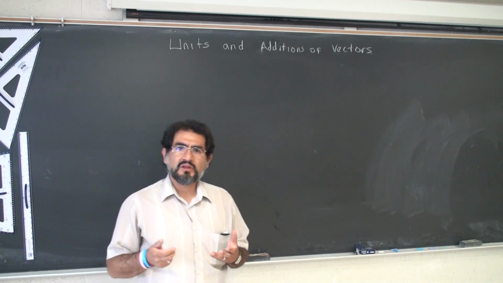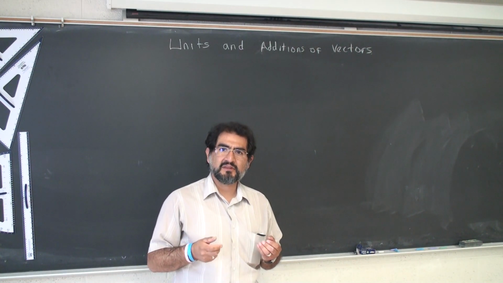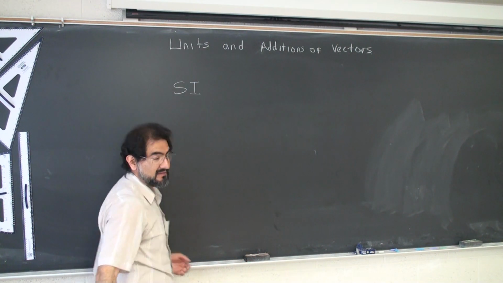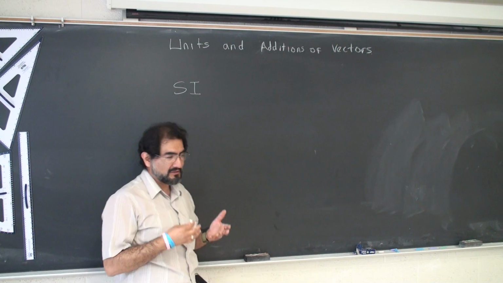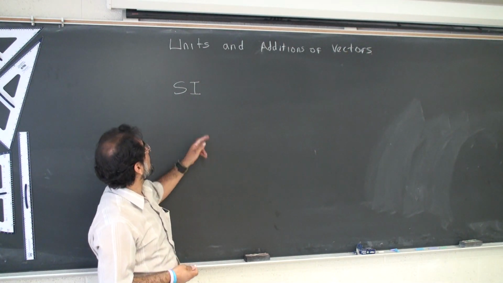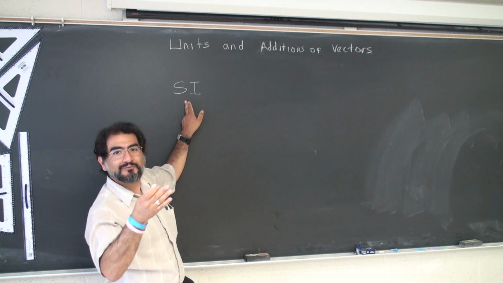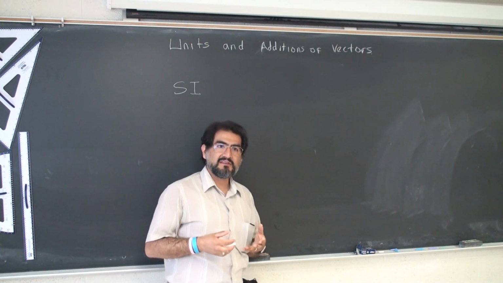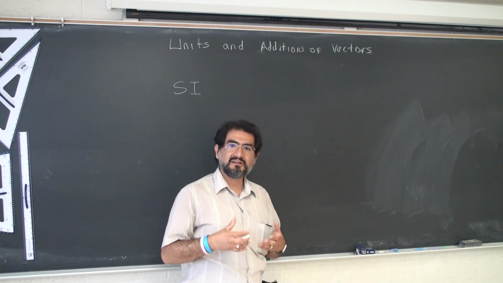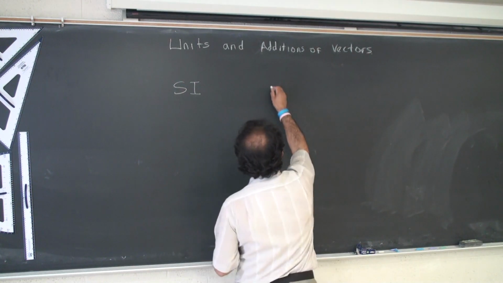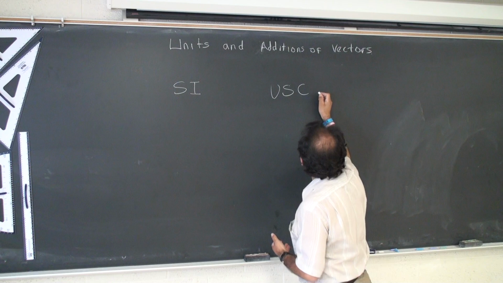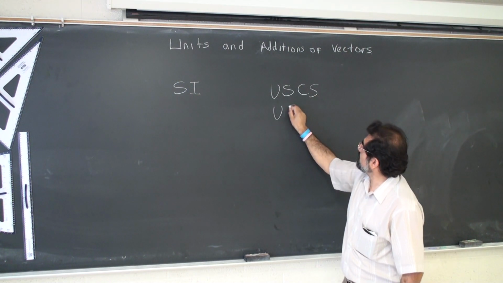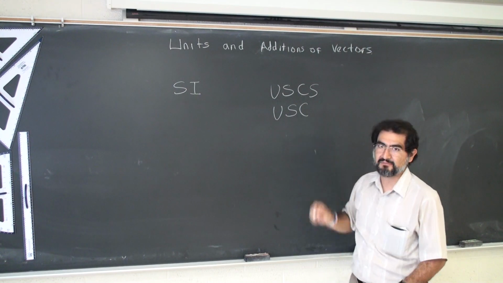almost the rest of the world uses the International System of Units, denoted by the letters SI. That is from the French. I'm not very good in French, but that means Système International, something like that, in French. But the United States is one of the few countries that still use the United States Customary System, or sometimes denoted by USC.